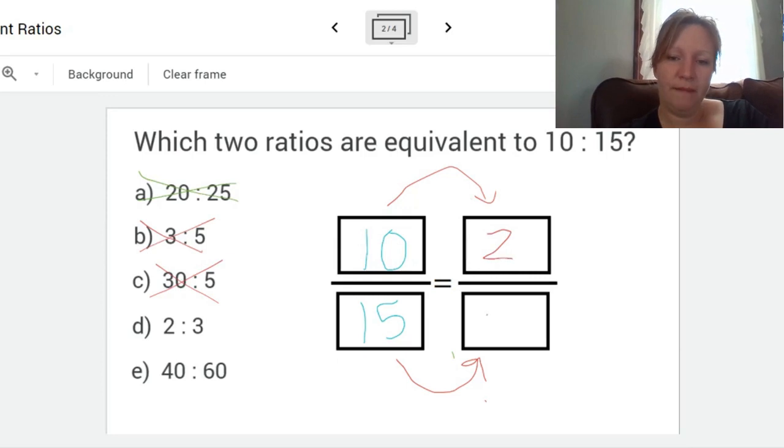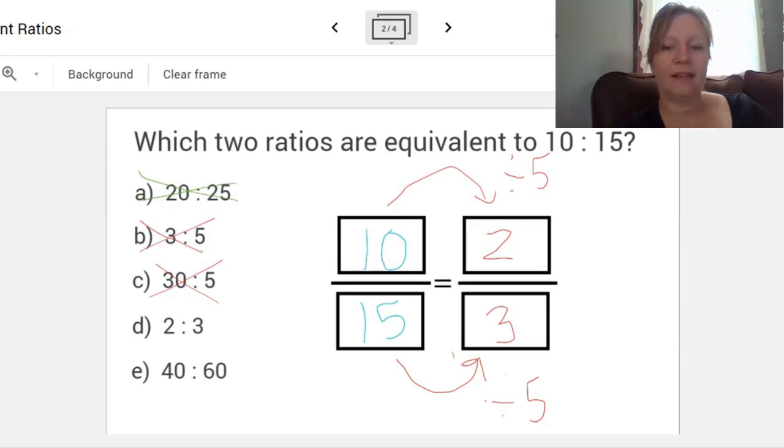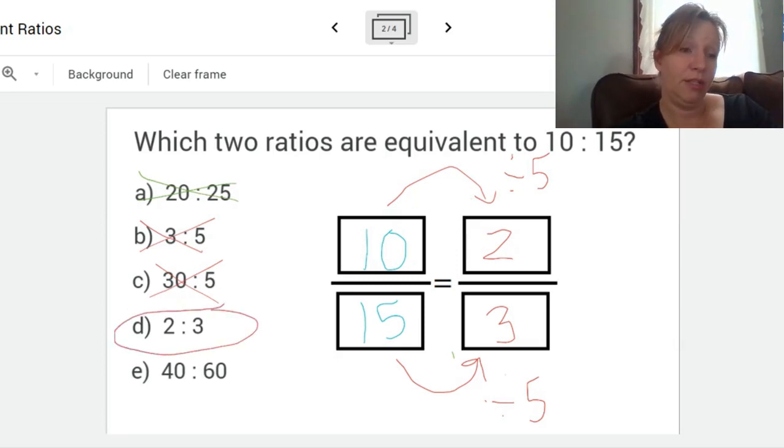So 2 to 3. You look at this, 10 to get 2, I'm dividing by 5. 15 divided by 5 is in fact 3. And so since I'm dividing by the same number on the top and the bottom, 2 to 3 is an equivalent ratio. And let's try the next one.